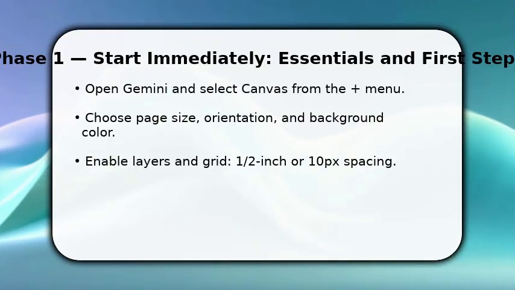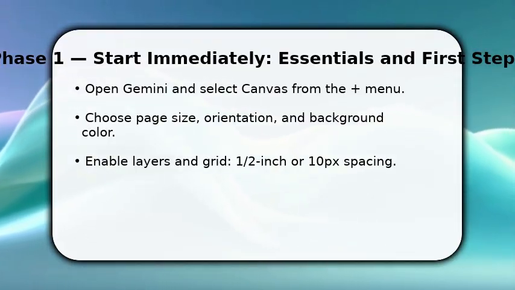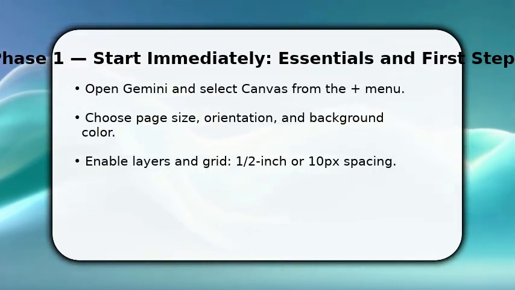You begin by opening Google Gemini and tapping Canvas. This gets you into a blank workspace immediately. First, pick page size and orientation so your layout matches the final use. Choose a background color for contrast.